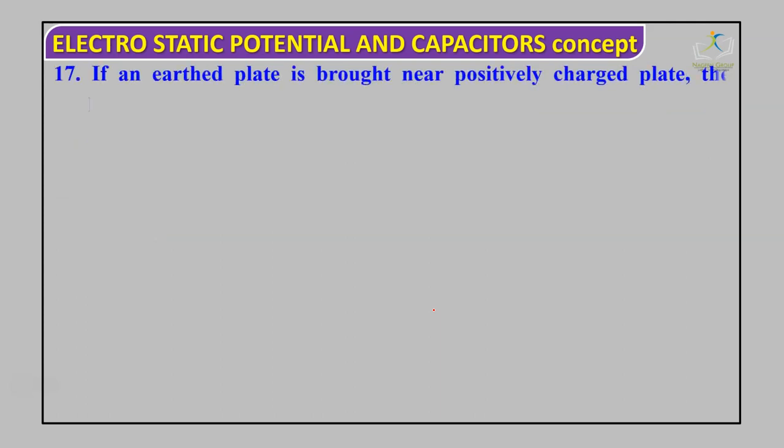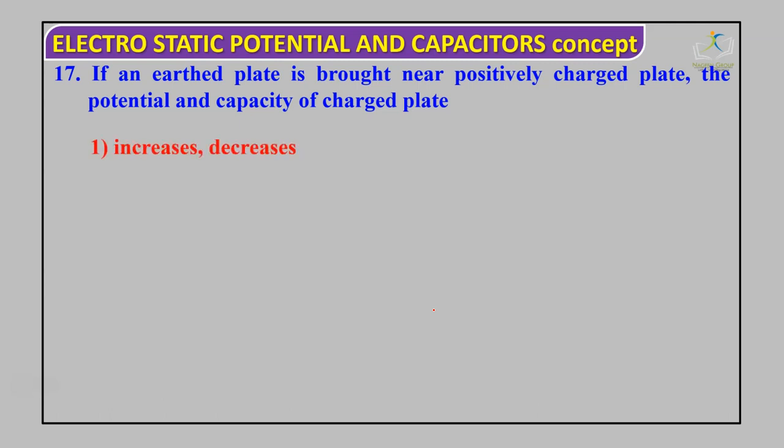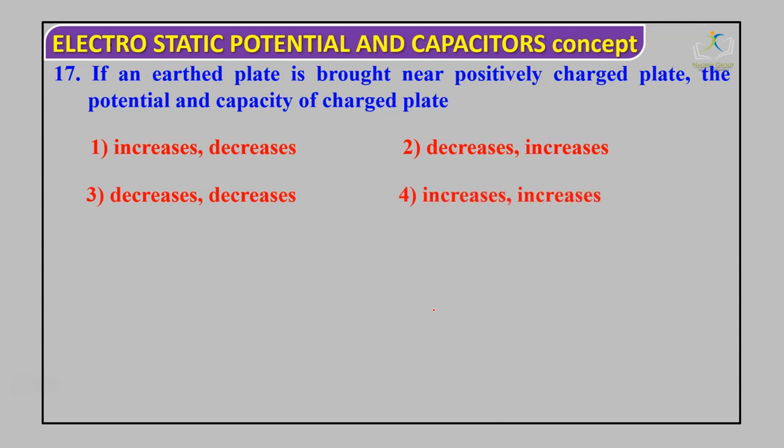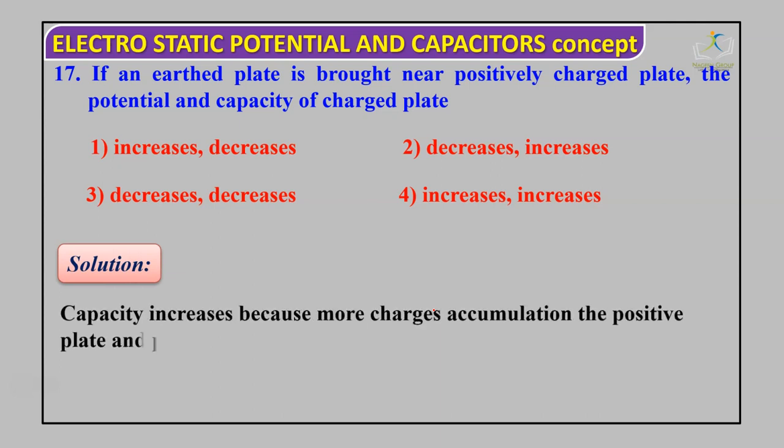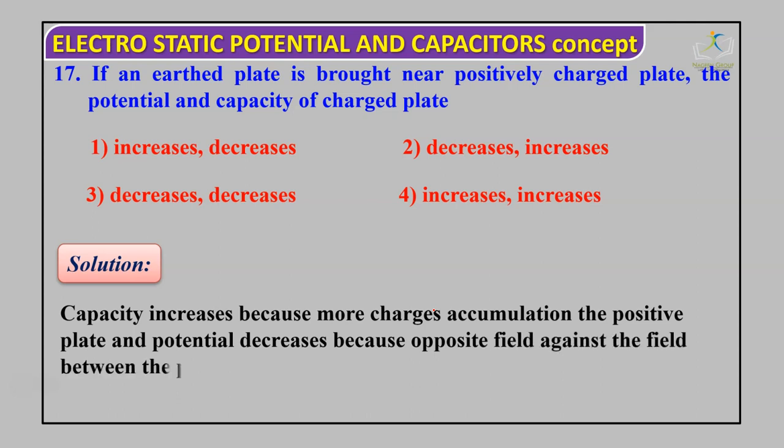Next we have, if an earthed plate is brought near the positively charged plate, the potential and capacity of the charged plate: increase, then decrease; decrease, then increase; decrease and decrease; increase and increase. So the solution which we have: capacity increases because more charges accumulate on the positive plate, and potential decreases because the opposite field against the field between the plates decreases. According to that, the potential decreases and capacity increases.